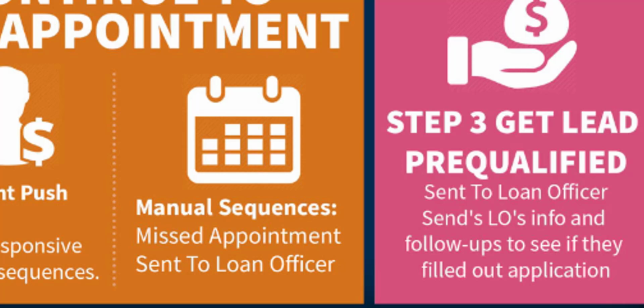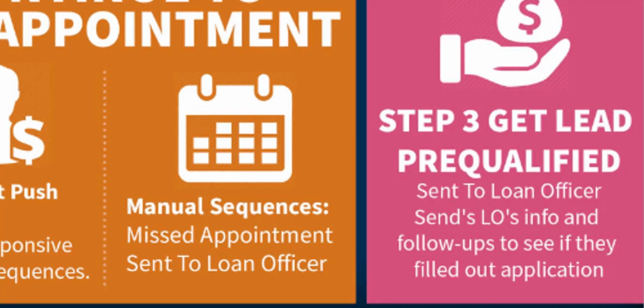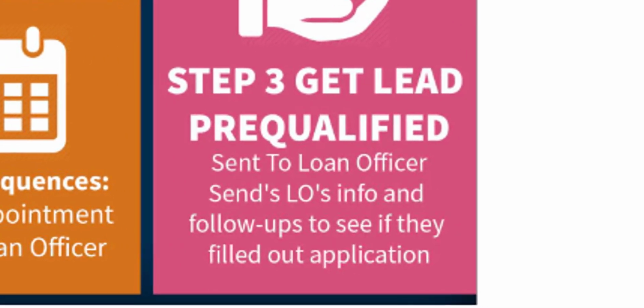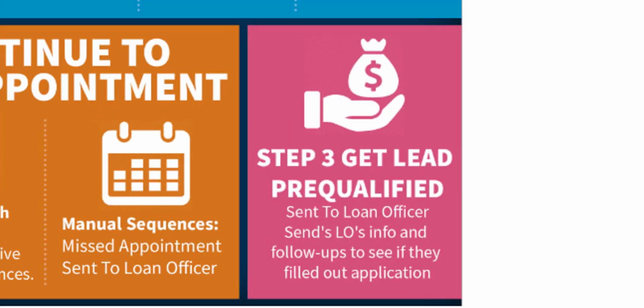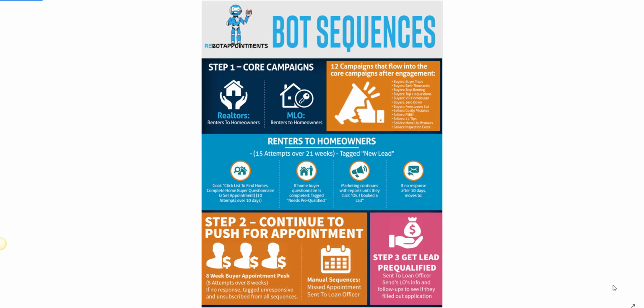Now, let's pretend that you had an appointment with them and they missed the appointment for whatever reason. Then you could put them into a missed appointment sequence, which will continue to reach out to them until they do book that call, or should I say reschedule that call with you. And then the last step of the process, obviously, is to get the lead pre-qualified, and that's by sending them to the sent to loan officer sequence. It's going to send them the loan officer's info, and it will automatically follow up to see if they filled out an application.